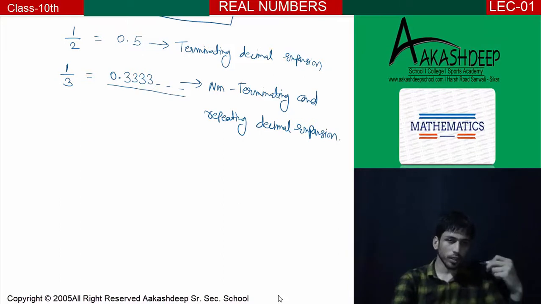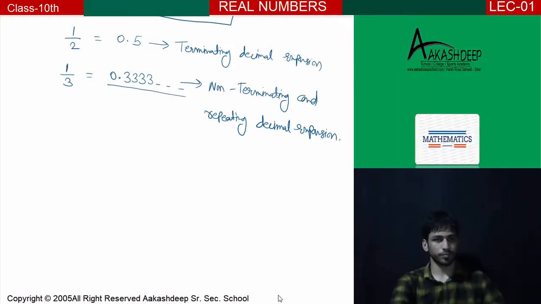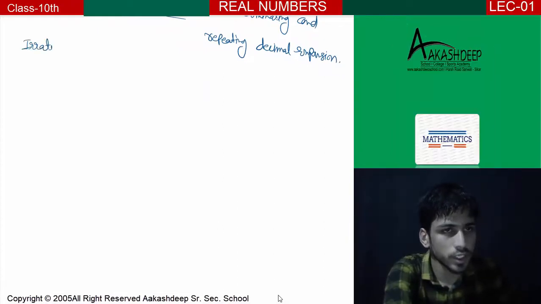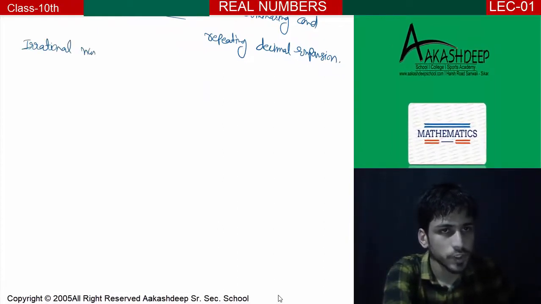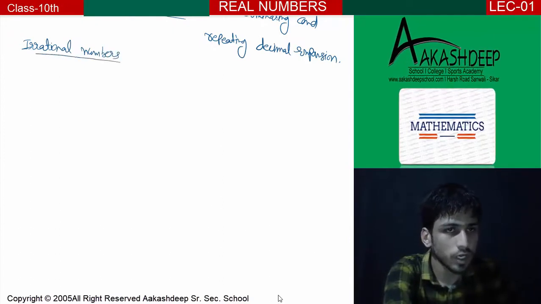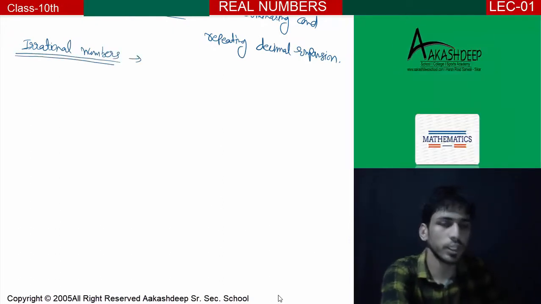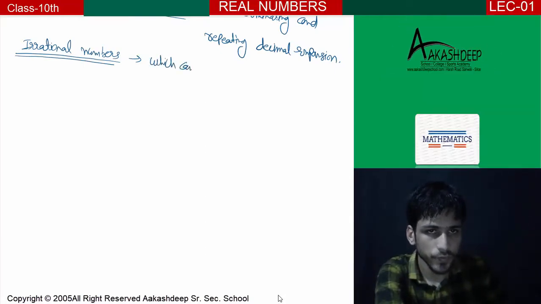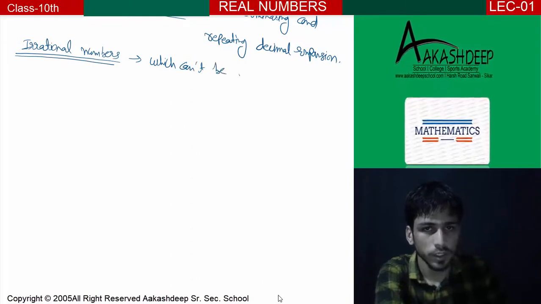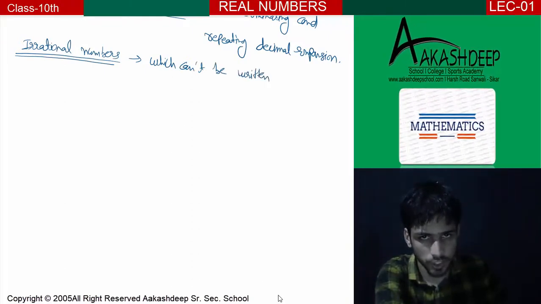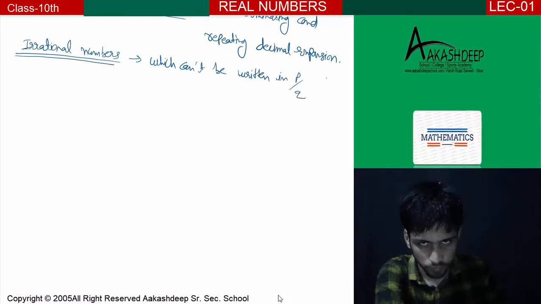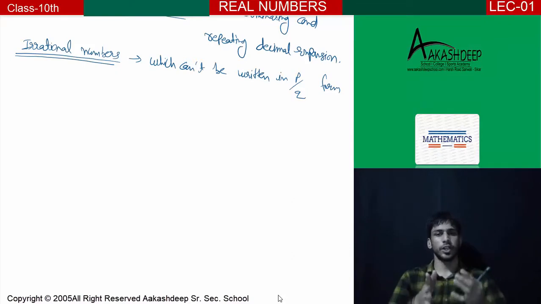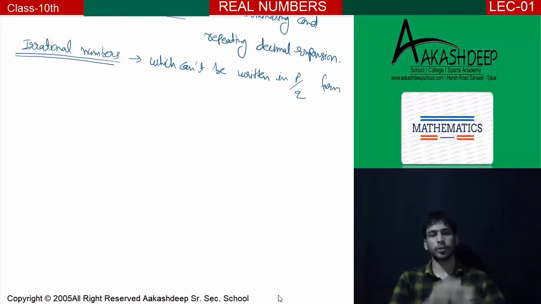Next we have irrational numbers. Next we will study about irrational numbers. Irrational numbers are those numbers which cannot be written or expressed in P by Q form. So we can say irrational numbers are those numbers which are not rational. It means they cannot be represented in P by Q form.